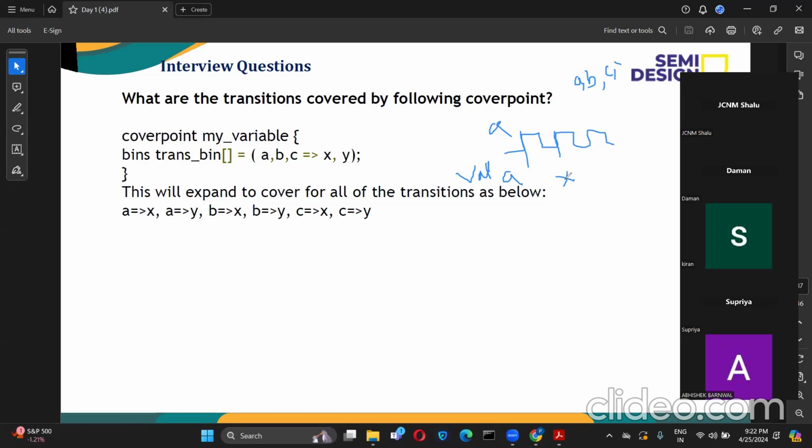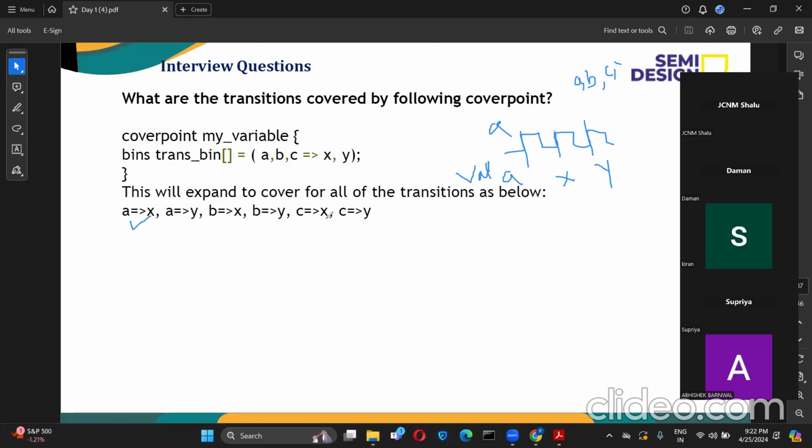And in the next clock cycle, it is something like Y, for suppose. Through this, what you understand is after A, X has come. So it means we have a possibility like A to X has to be hit, right? So this condition will get hit.